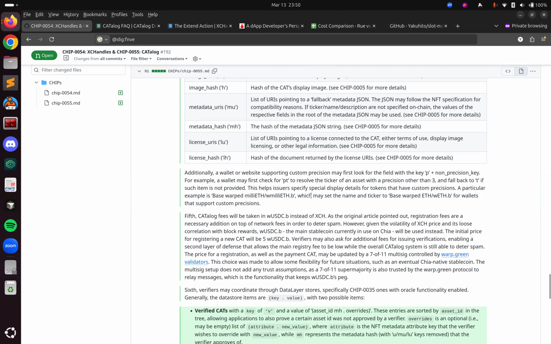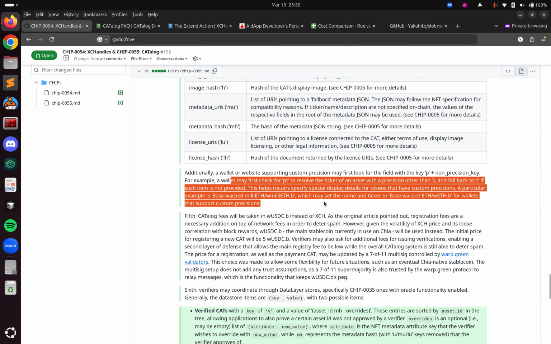For example, if the bridge has milli-ETH, with this kind of backwards compatible scheme, all the wallets and interfaces that get the token but haven't adopted this precision field would still resolve it as milli-ETH and see it as a token with 3 decimals. But maybe as the issuer, Orb.Green will specify that if they support custom precision, it should have 6 decimal points and then be displayed as warped ETH from Base instead of warped milli-ETH from Base.